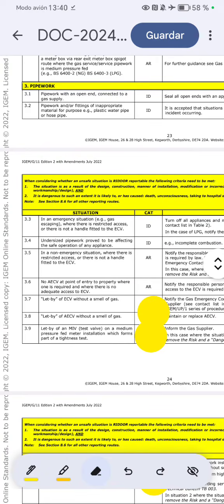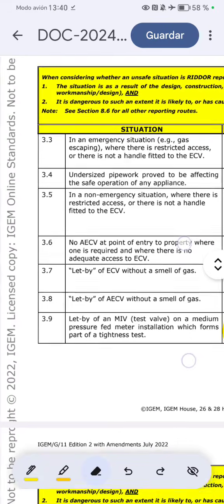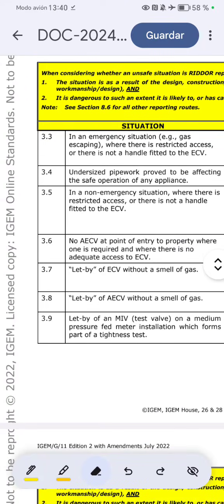3.7. Let by of ECV without a smell of gas. A let by without a smell of gas. At risk. Okay, I've covered 2 there. Now the other one, let by of ECV without a smell of gas. At risk as well. That seems like the same. Oh, additional ECV. Emergency control valve.